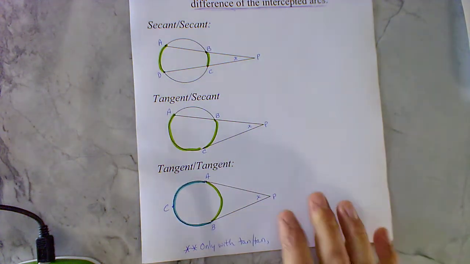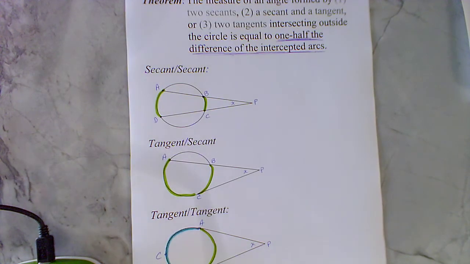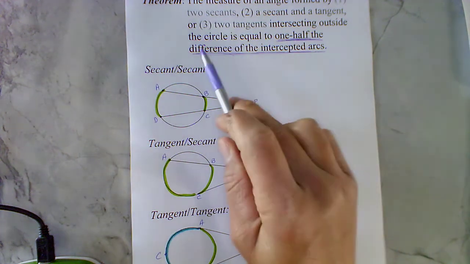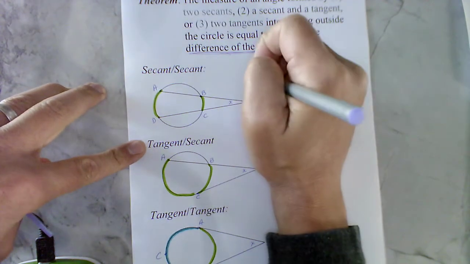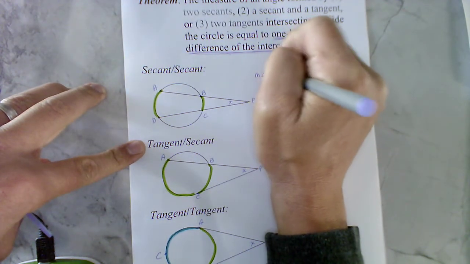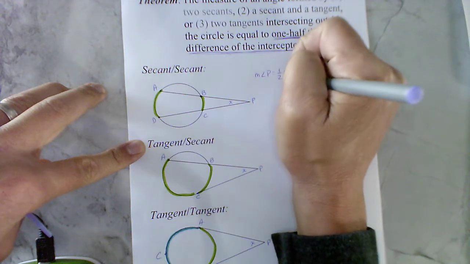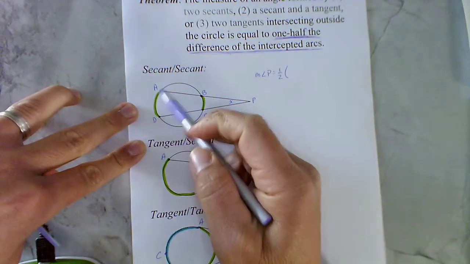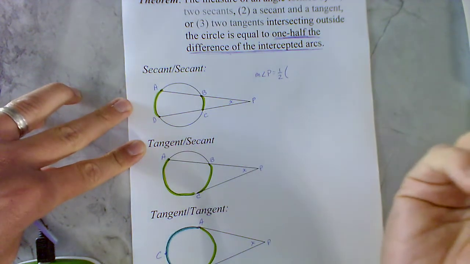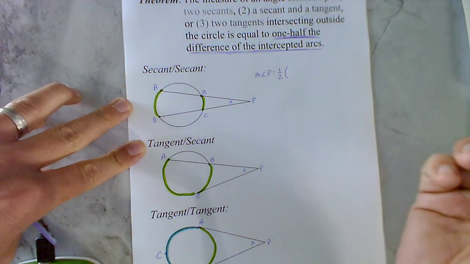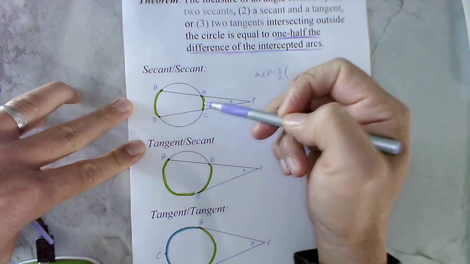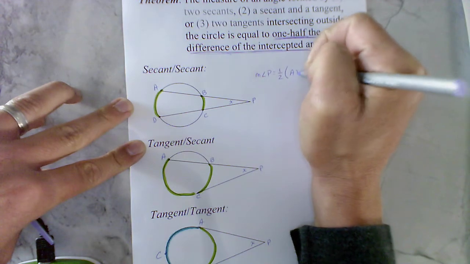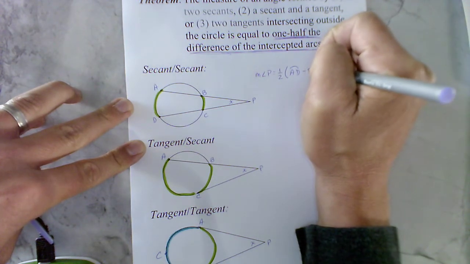So, back to the first one. What I want you to understand is that when you're looking at angle P right now, it's going to equal 1/2 the difference of the intercepted arcs. So the measure of angle P would equal 1/2 of the difference of the two arcs. Your two arcs here are AD and BC. Now just go back to kindergarten subtraction. Obviously it's got to be the larger arc subtracting the smaller arc. So you're going to say AD minus BC.